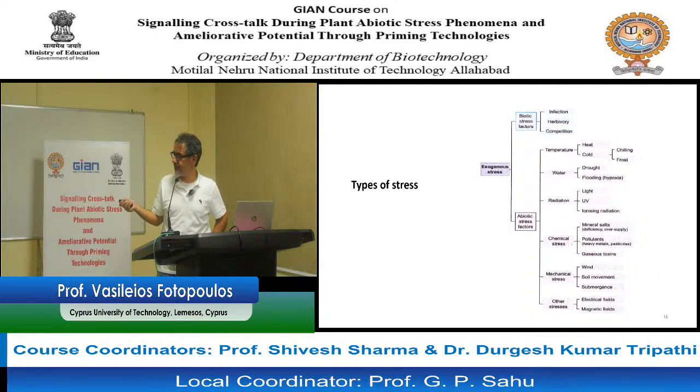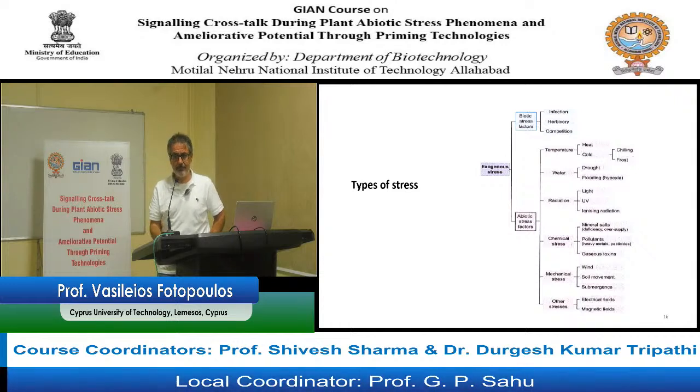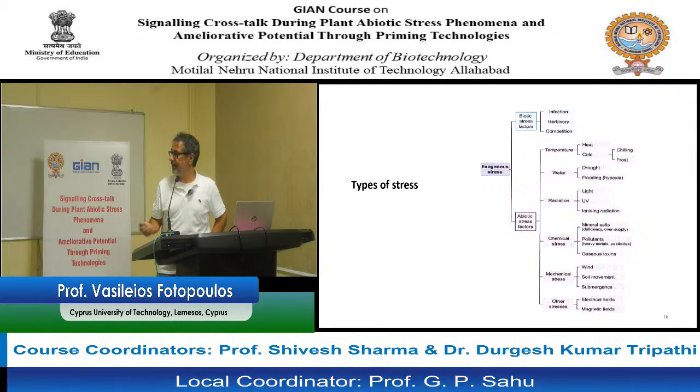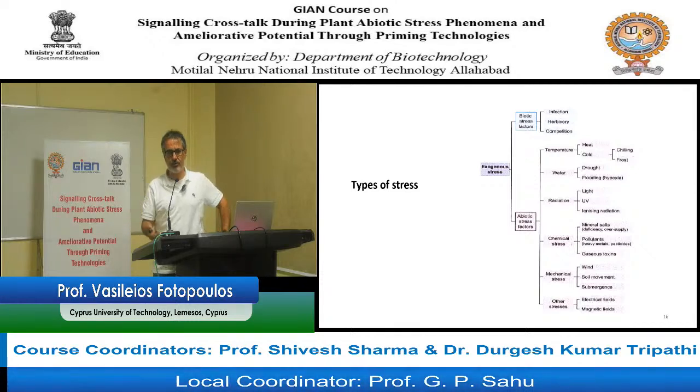Water, we have the extremes of water scarcity and water excess that leads to hypoxic or even anoxic conditions. Radiation is a key issue because we have the light stress, ionizing radiation that is also a factor, as well as UV related effects. The chemical stress that is usually related to the mineral salts that are either deficient in terms of low amounts, but also toxic in terms of oversupply. The pollutants in the forms, of course, of heavy metals, but also pesticides.